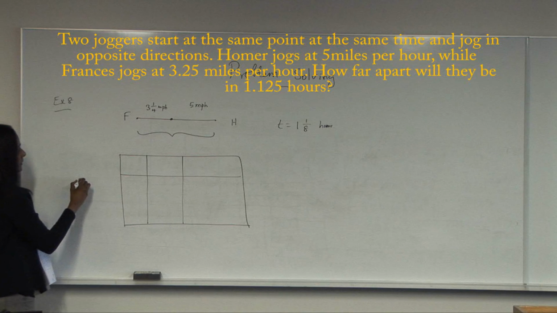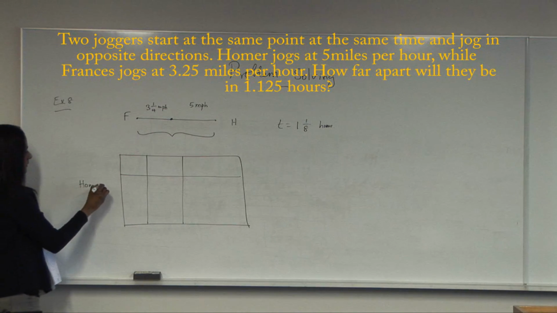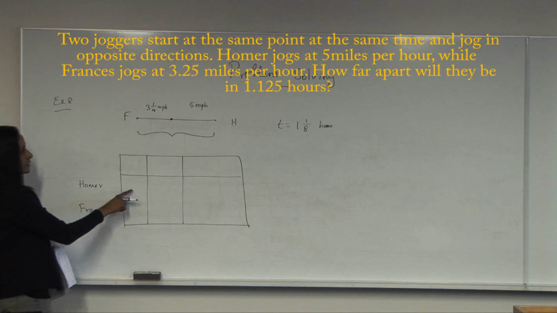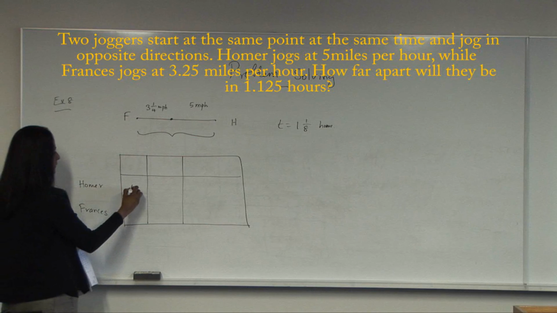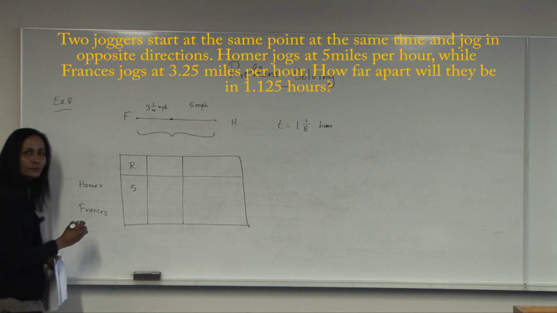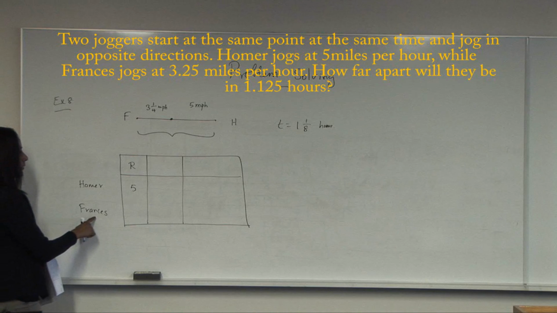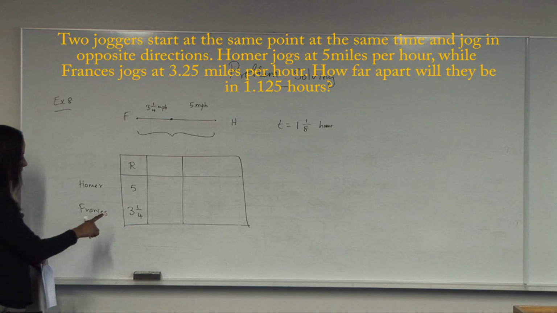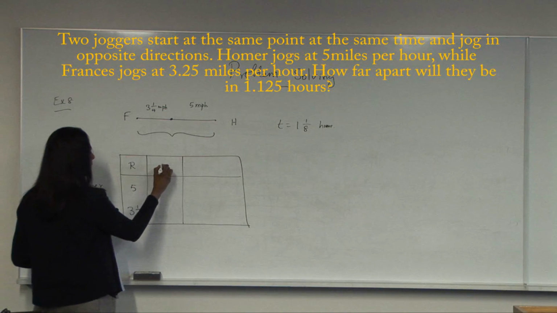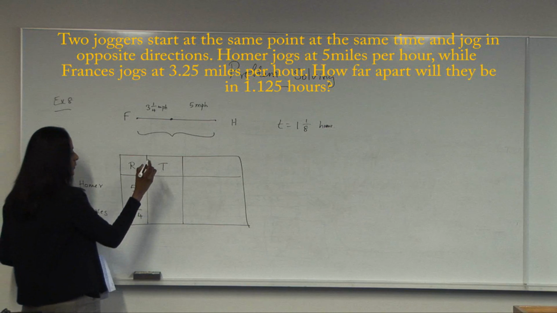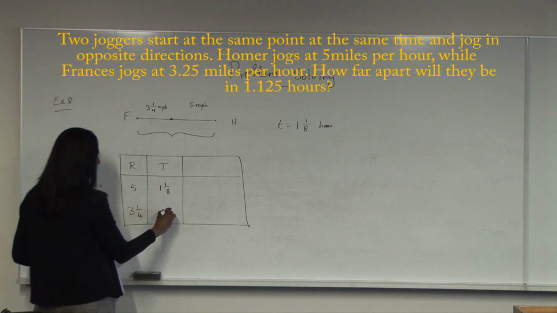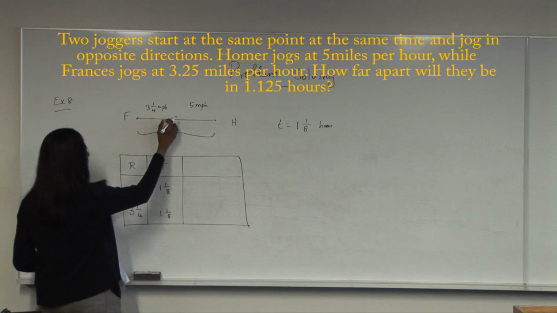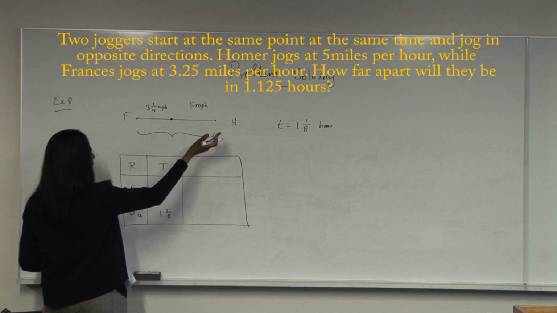So let's say this is Homer and Francis. Homer jogs 5 miles per hour. What is that? That is the rate, right? Rate per hour. Francis jogs 3 1/4 miles per hour. And how many hours are they jogging? 1 1/8. Correct? Now you are asked to find out the total distance of how far apart they are.